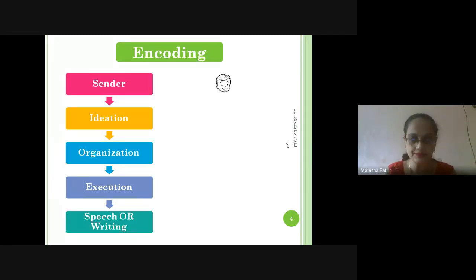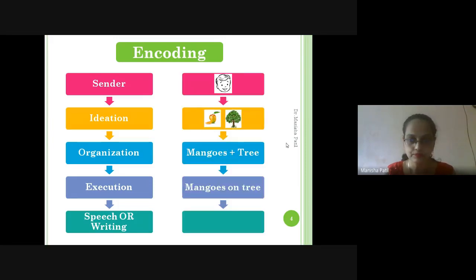Now see its example. First, there is sender. An idea comes to his mind. What do you see over there? Mango and tree. Now, mangoes and tree, he composes a sentence, mangoes on tree. It is either spoken or it is written.